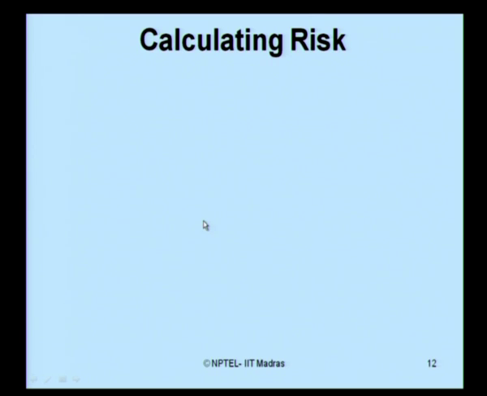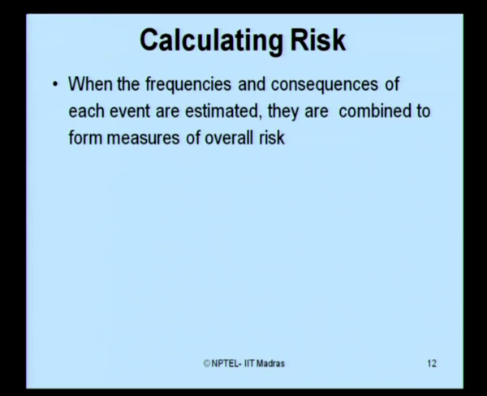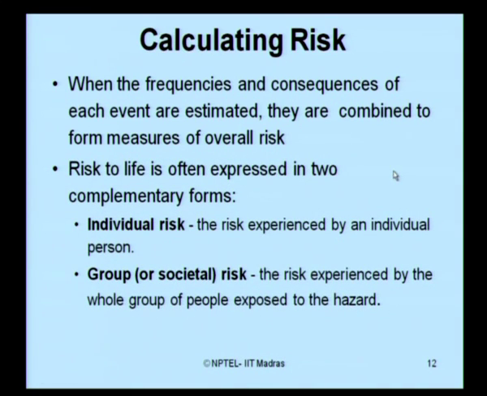Once you understand the consequence and the frequency, now try to estimate what we call risk. Compute the risk. Risk is nothing but the product of these two. When the frequency and consequences of each event are estimated, then they are combined to form the measures of an overall risk. So, risk is nothing but the product of frequency of occurrence of any specific event identified and the consequence of that event if at all the event occurs. Risk to life is often expressed in two complementary forms. We have already seen them in detail with the equations available for different international standards.